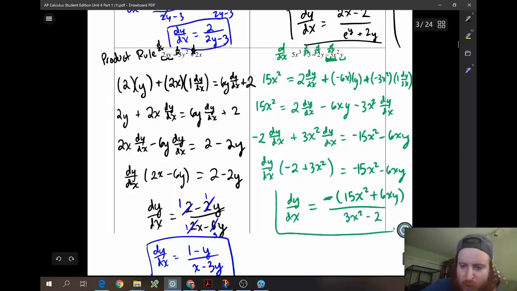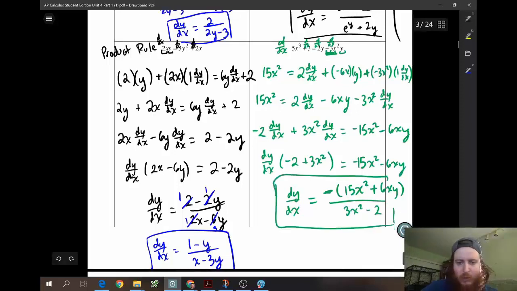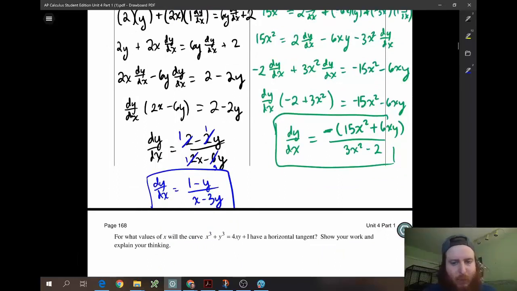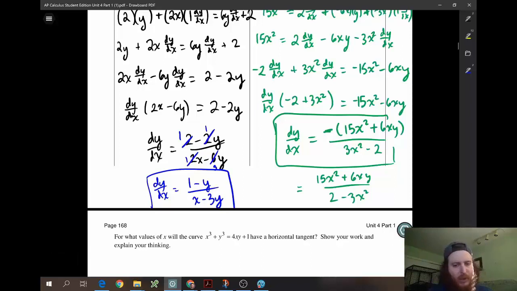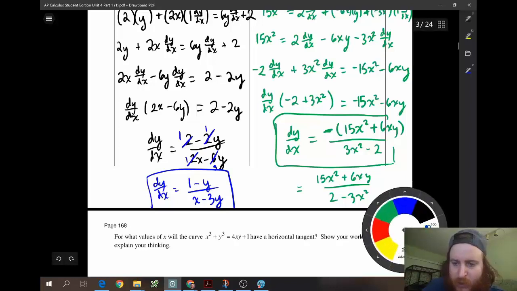Now, I do want to just point out, because I've seen this happen on AP multiple choice. What if this wasn't here? But instead, the choice was 15x squared plus 6xy divided by 2 minus 3x squared. Would this be the same thing? And actually, yes, it would. So what happens in math is you can always flip your signs if you add a negative factor outside. So you can always flip them.